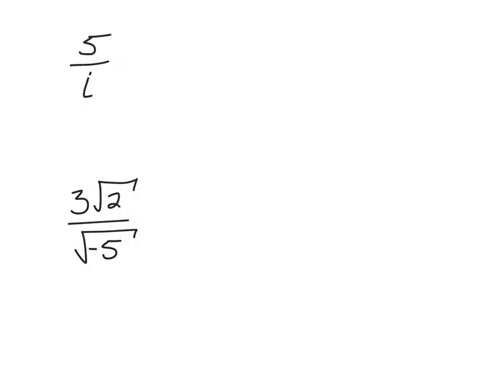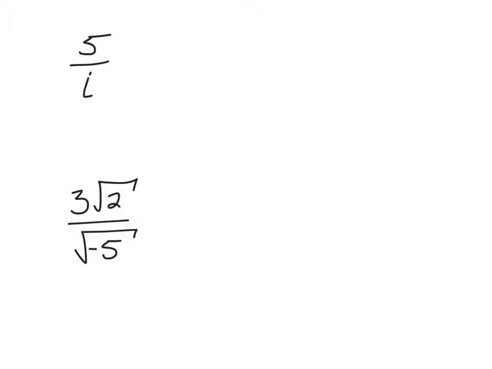I wanted to do a couple more examples just to drive home the fact that i is actually a radical. And so when you're dividing with i, you do need to deal with it. It cannot be left in the denominator, just like any radical can't be left in the denominator. So you do have to radicalize it or rationalize it, however it's said.